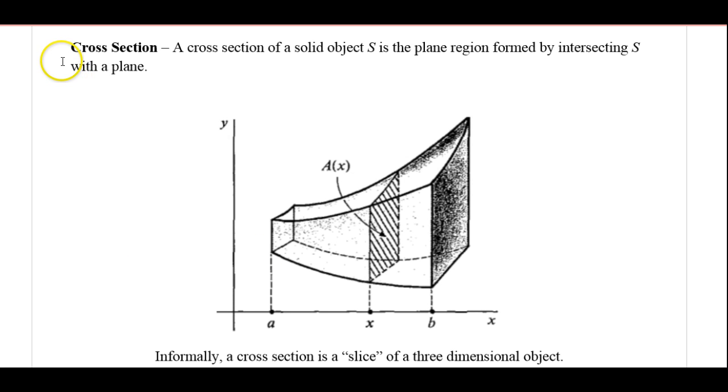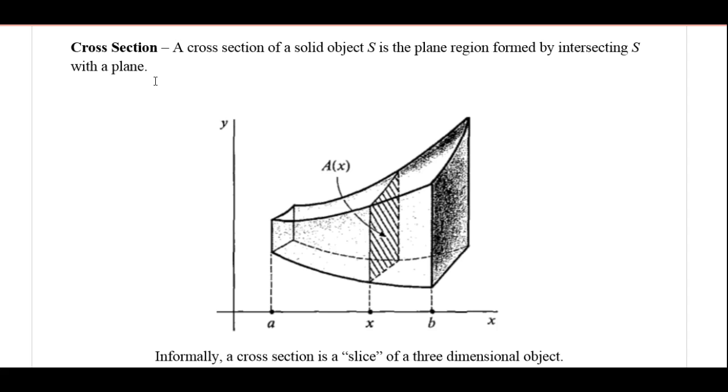We're going to begin our lesson by defining a cross-section. A cross-section of a solid object S is the plane region formed by intersecting S with a plane. So the next few lessons we're going to take a look at involve volumes of three-dimensional objects.